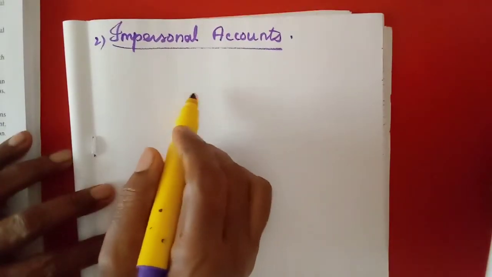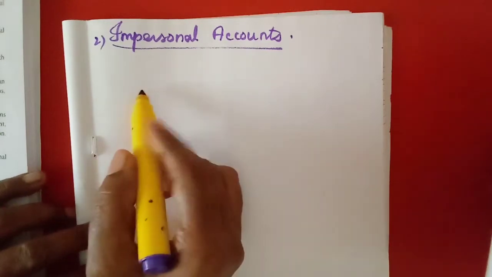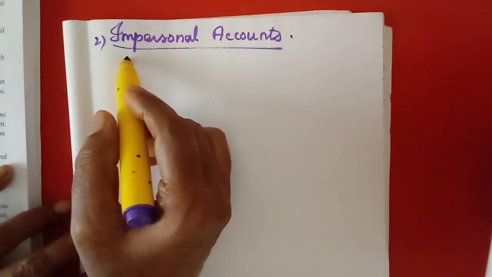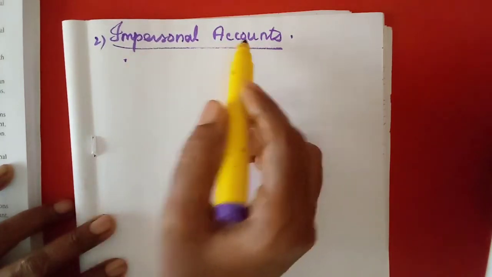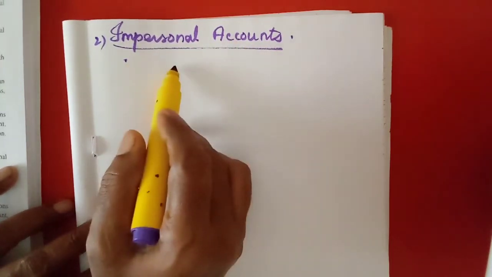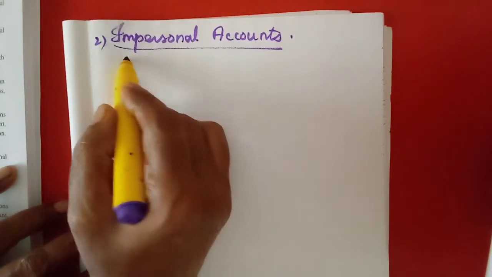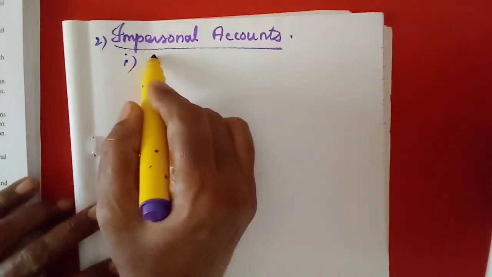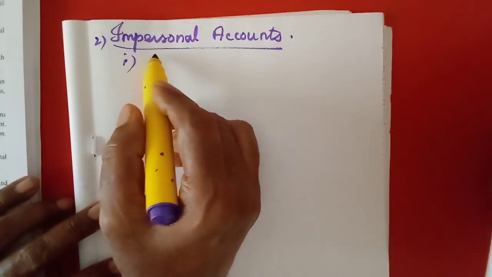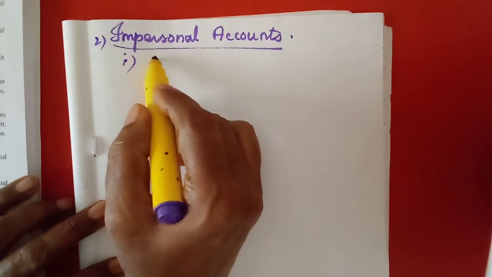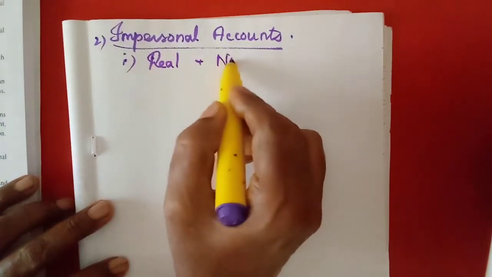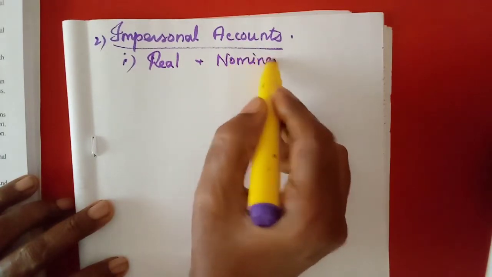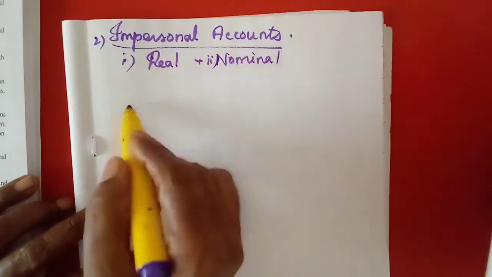Impersonal accounts are not related to human beings, not related to a person. So this account will not affect the personal accounts. This one is again divided into two: real account and nominal account.